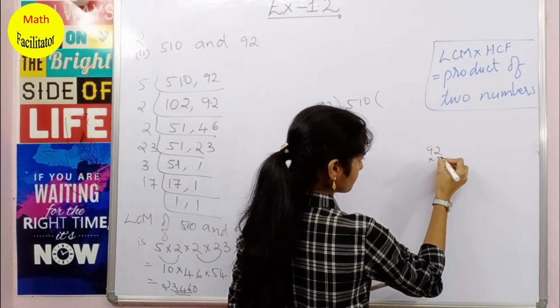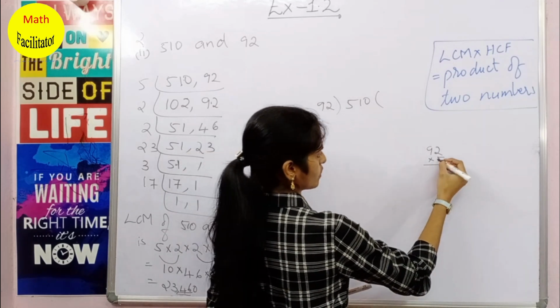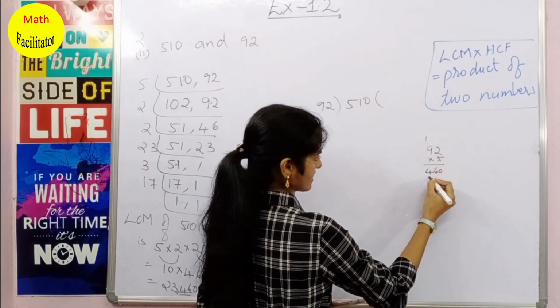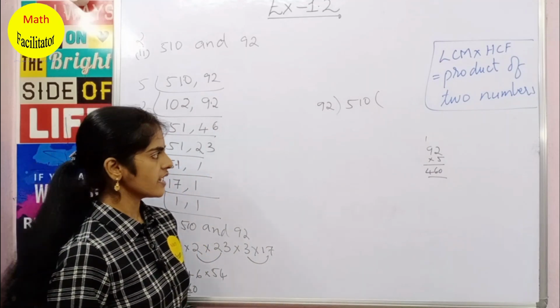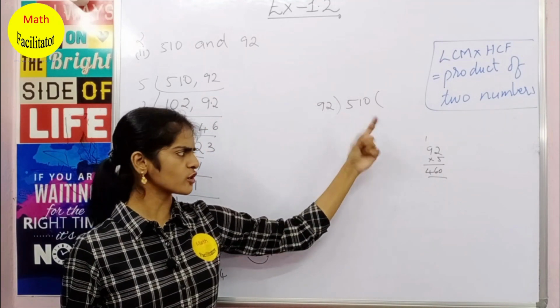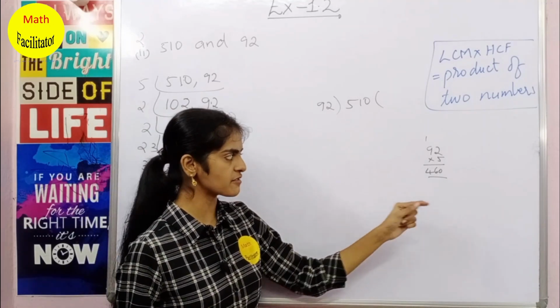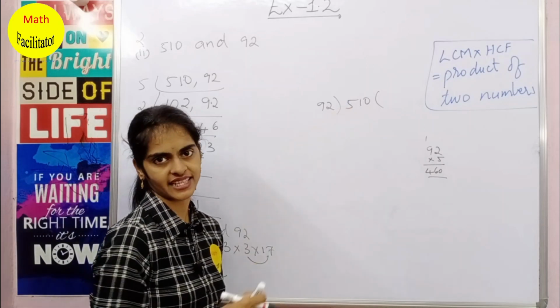So 92 5s are, let us check for this. So 5 2s are 10. Now this is 45 plus 1 is 46. You have 460. Okay, now 460 is closer to 510, so you don't have to check for 92 6 times. Okay, why? Because 92 6 times will be more than 510, right?